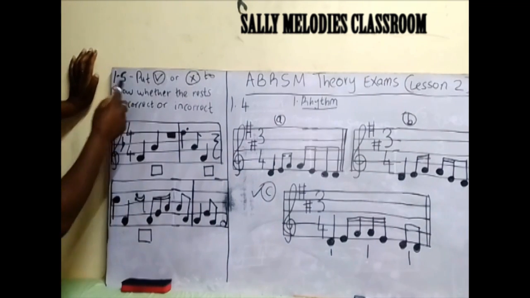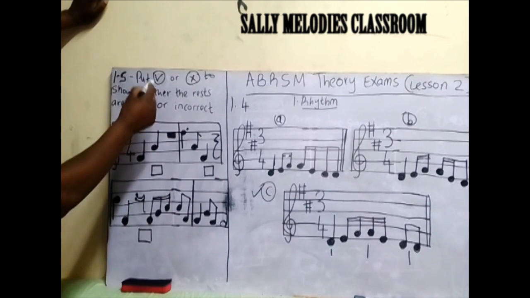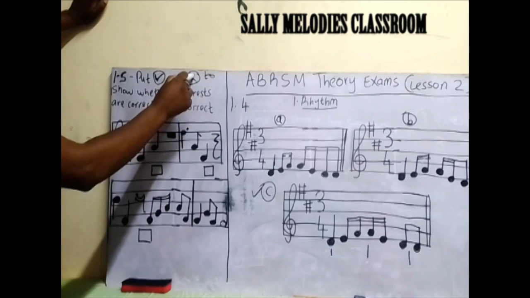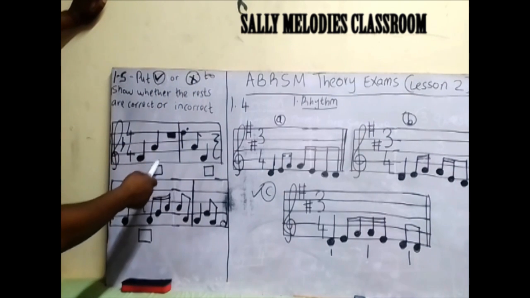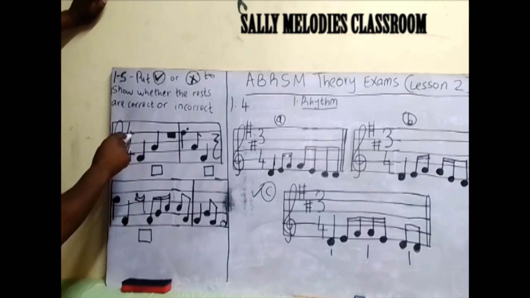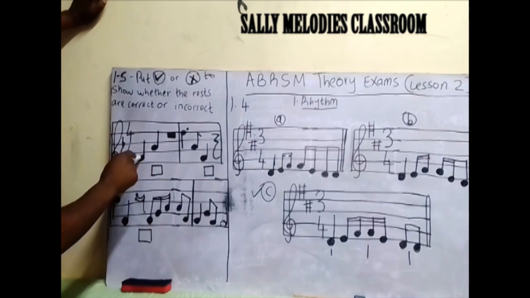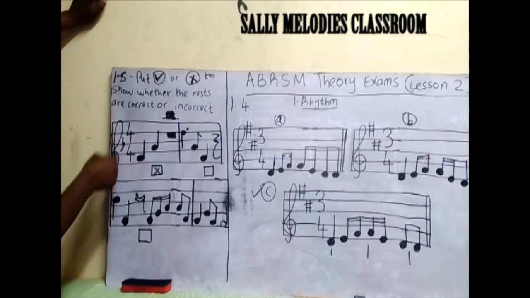Question 1.5, you have been given a piece of music, 4 bars, and then you have been told to put a tick or an X. You either tick or you put an X on the correct and incorrect placement of the rests. Let's see. It is a 4/4, so we need 4 crotchet beats here. So this is 1, 2. This one cannot give us because we needed a minim rest to complete that bar. So here we put an X because this is a semibreve rest. It has 4 beats. So it means that it will be a 6/4 and we want a 4/4.